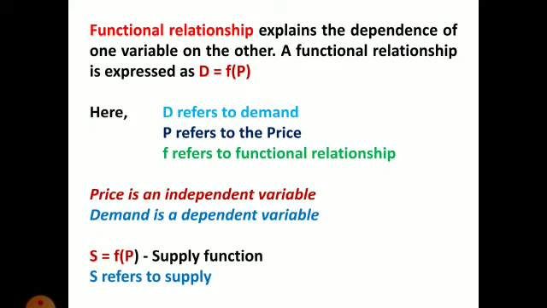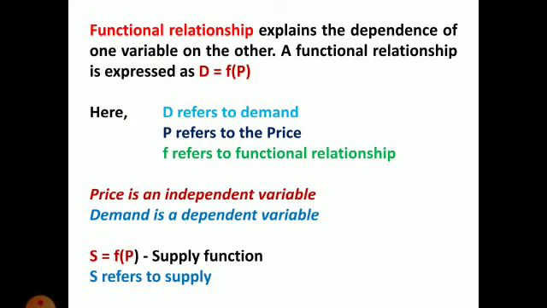Now, for example, we write D is equal to F of P. Now, what is D here? D refers to demand, P refers to price, and F refers to functional relationship. We call this, that is D is equal to F of P, a demand function. That is a functional relationship. It shows the dependence of demand on price.